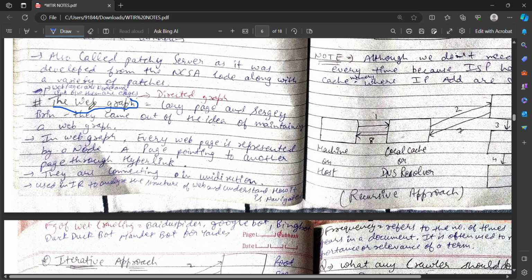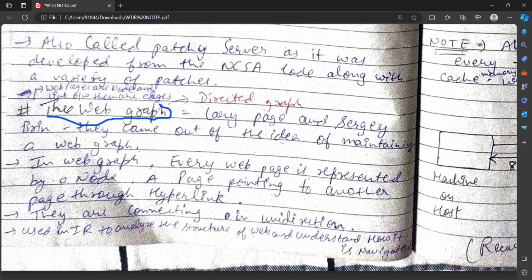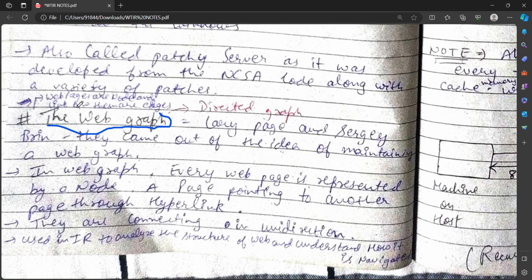Okay, so here one terminology came, that is the web graph. Now what is this web graph? You can see I have written the definition. Web pages are nodes and the links between them are edges. So a web graph is also a directed graph, basically a graph which has direction. We call it directed because the edges have direction. This idea came out with the help of Larry Page and Sergey Brin, who came out with the idea of maintaining a web graph.